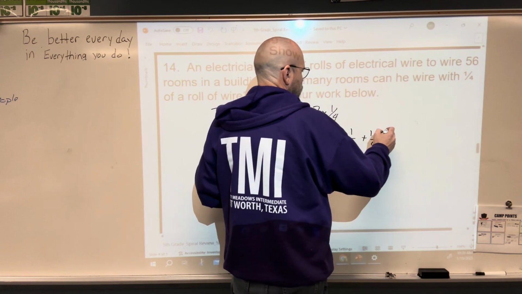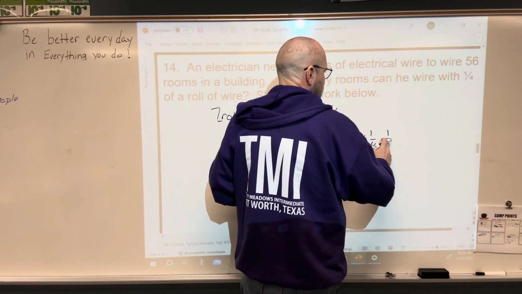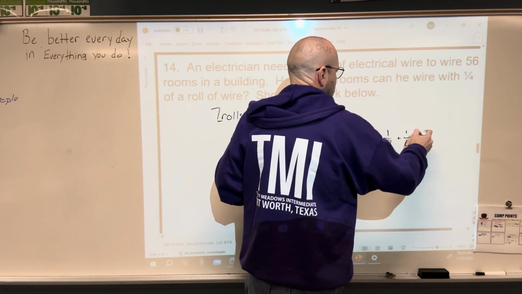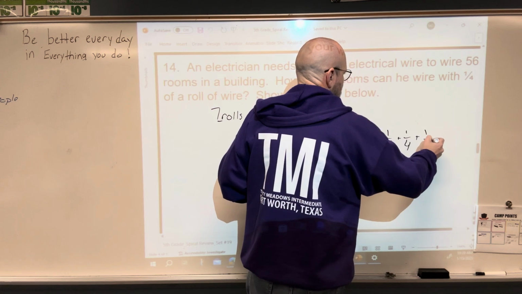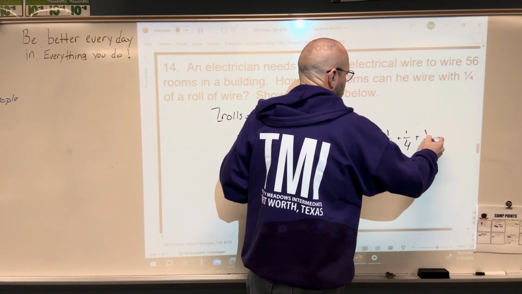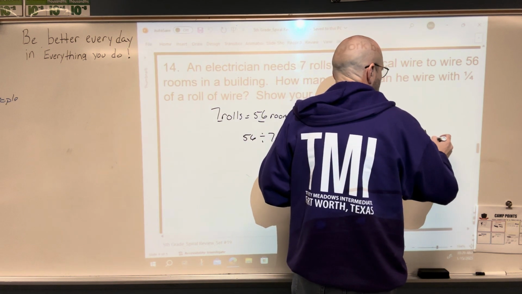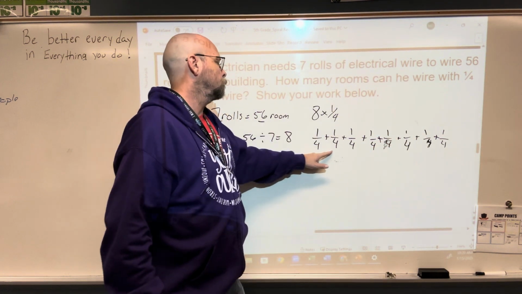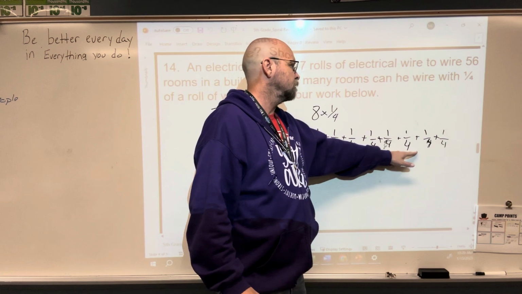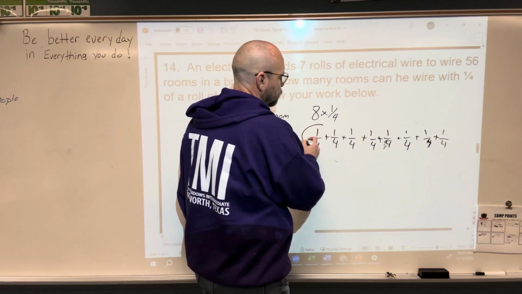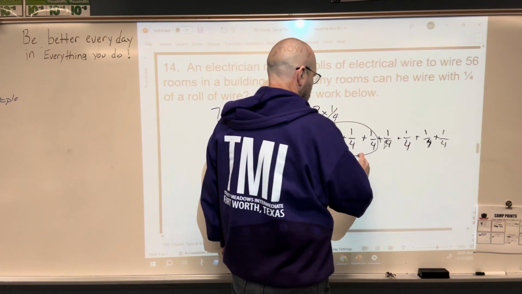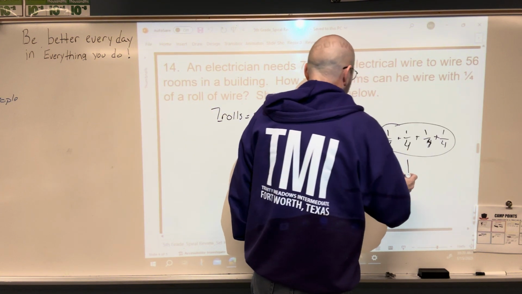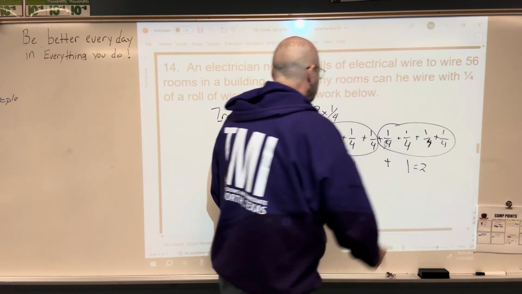1, 2, 3, 4, 5, 6, 7. These are 4s, hard to read. That's a 4. 8. So I have 1/4 plus 1/4, 3, 4, 5, 6, 7, 8. Well, 4/4 is going to equal 1. 4/4 is going to equal 1. 1 plus 1 is 2.